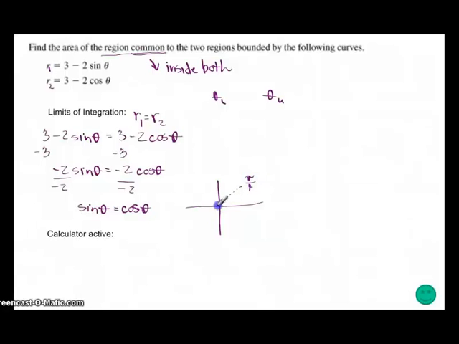It happens at positive pi over 4, where both cosine and sine are positive root 2 over 2, and it happens again at 5 pi over 4. That's where they're both negative root 2 over 2. So there is our lower limit. There's theta sub L, and here is our upper limit. There's theta sub u. So we can find that by hand really easily.